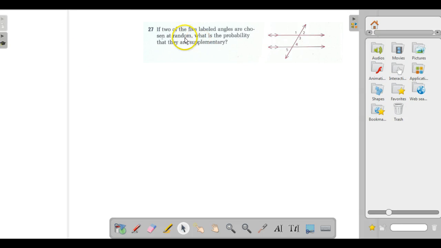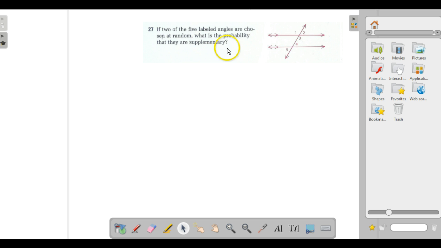Okay. If two of the 5 labeled angles are chosen at random, what is the probability that they are supplementary? Well, a supplementary angle adds up to 180 degrees. So I wonder how many supplementary angles we have here.